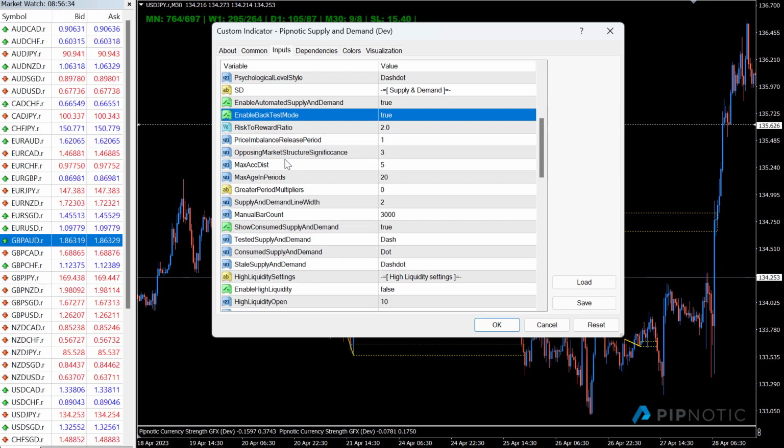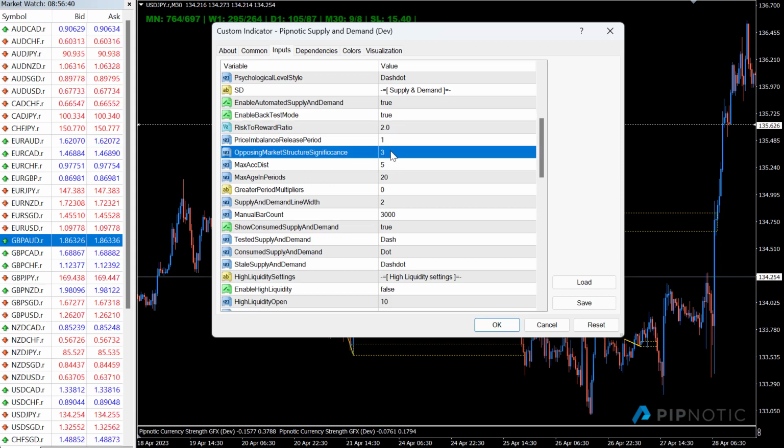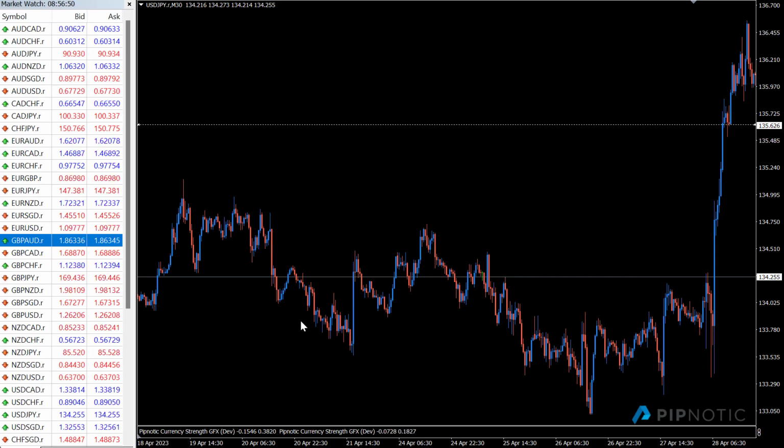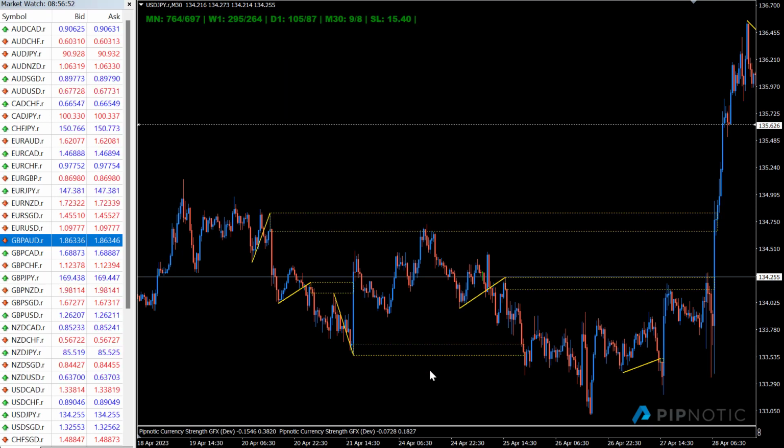Then we have another one, which is opposing market structure significance. And so this is set to 3. But let's say, for example, we set this to 8. That means, let's just find an example, let's let it flick on, that means that this one here, that was removed by this area here, has to have been respected for a longer period of time.